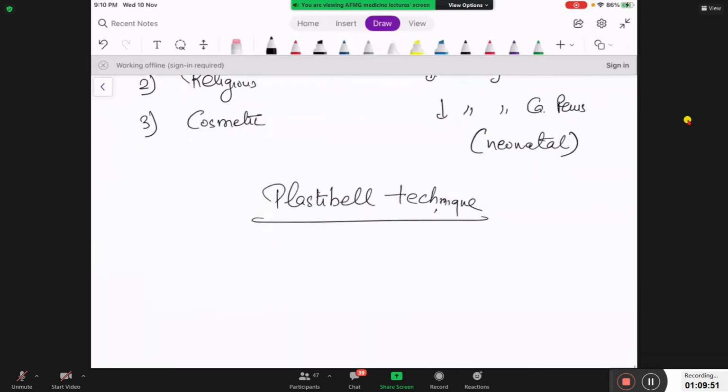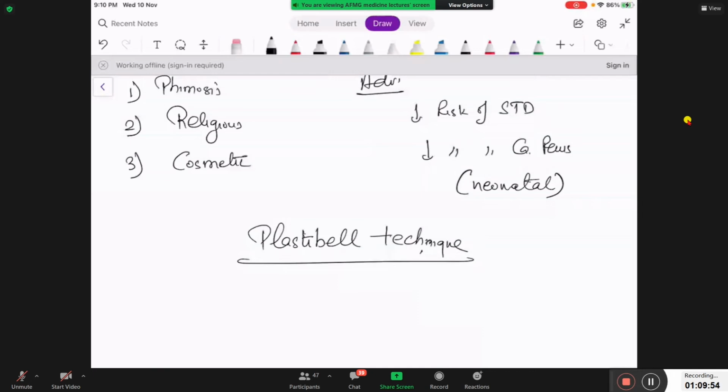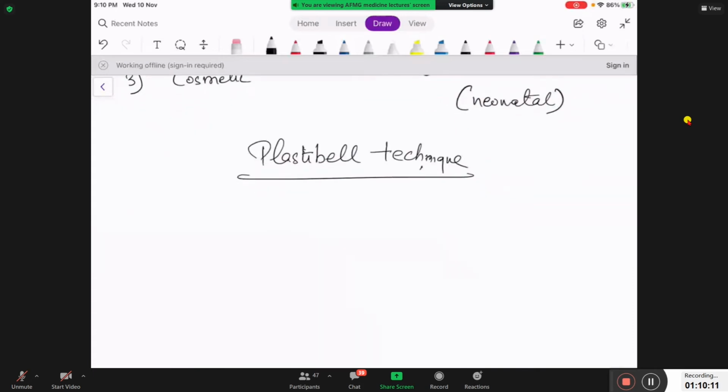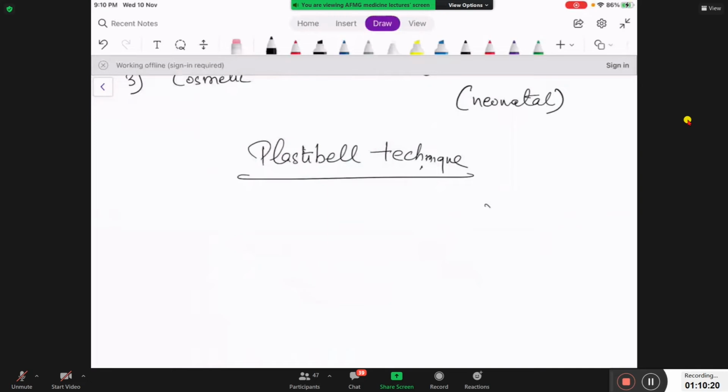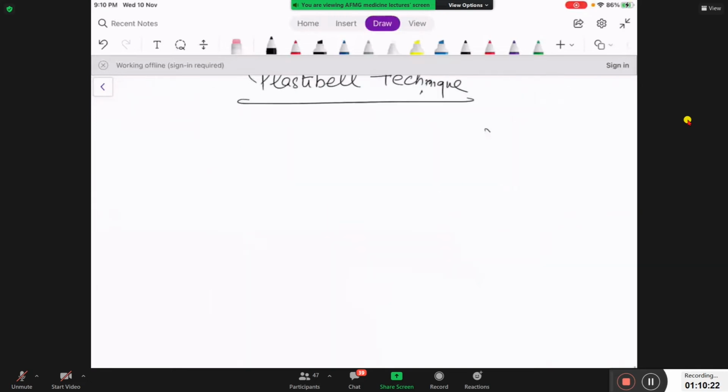Then, there is no disadvantage. Circumcision has advantages, no disadvantage. So one can think of that. Then comes carcinoma penis.